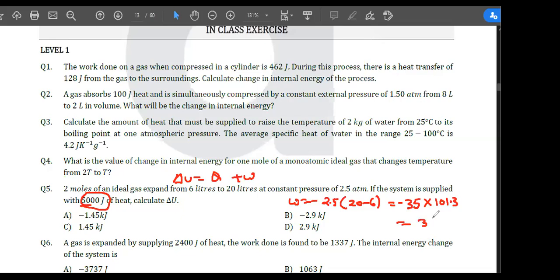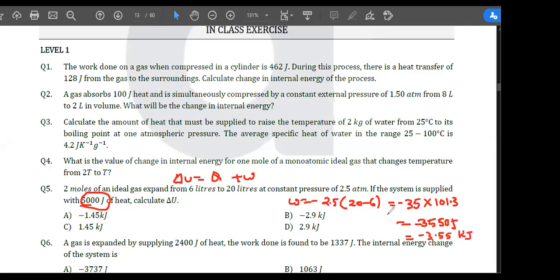So it will be exactly 358 something, or just consider it 101. So it will be 355, with 101.3. It will be minus 355 joule. Got it? So it will be around minus 3.55 kilojoule.